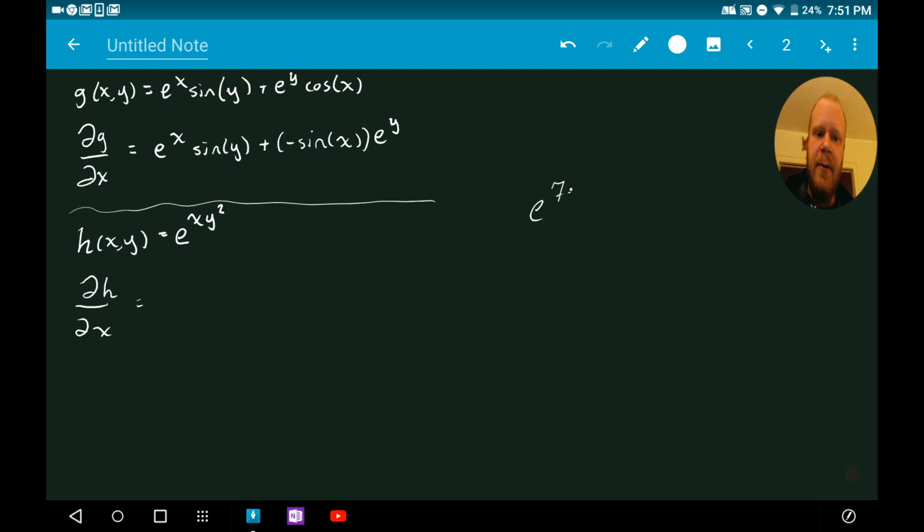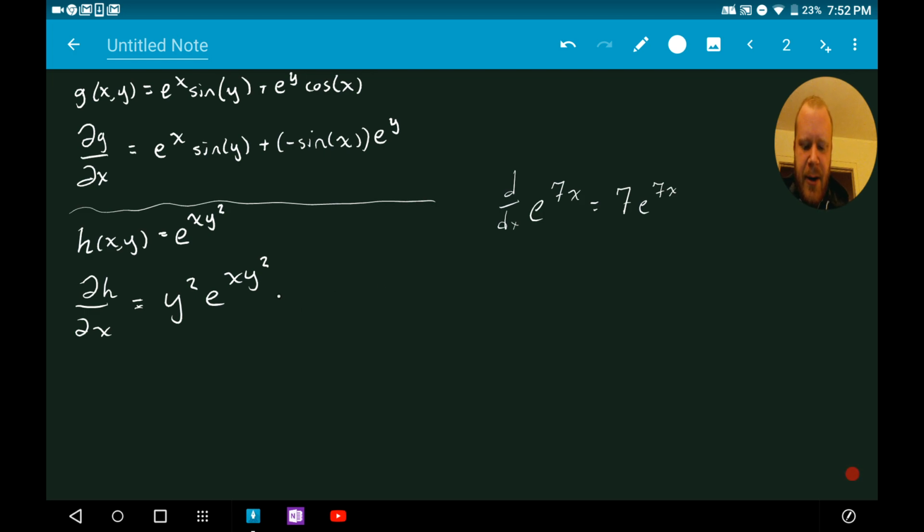So if you think about e to the 7x, if we want to take the derivative with respect to that, then we're going to get something like 7e to the 7x, right? Because we just basically take the derivative of whatever we have up here and throw it out in front. So that'll get us most of the way there, right? So we can write this out. So that's going to be what? The derivative of this, so it's going to be y squared times e to the xy squared, right? That constant just coming out in front here.